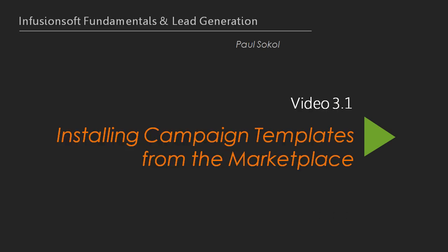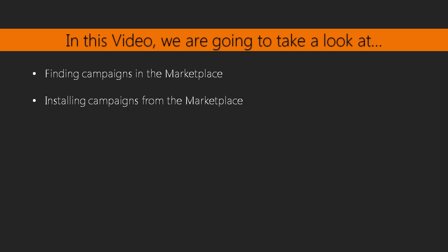In this video, we're going to look at installing campaign templates from the marketplace. A lot of the automation models that you'll see in future videos can be implemented faster by using the pre-built campaign templates as a starting point for the strategies framework. In this video, we're going to take a look at finding campaigns in the marketplace and installing campaigns from the marketplace.